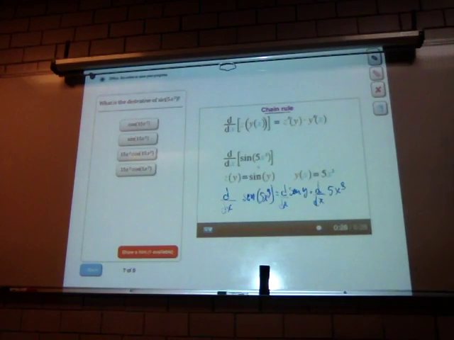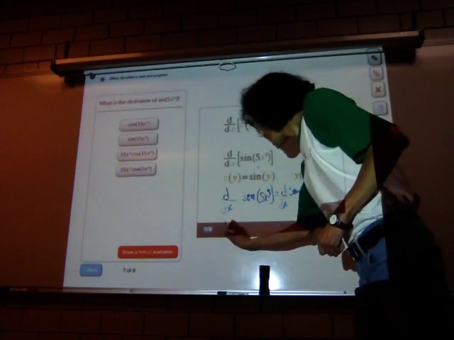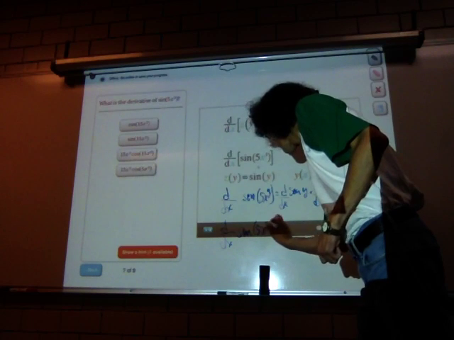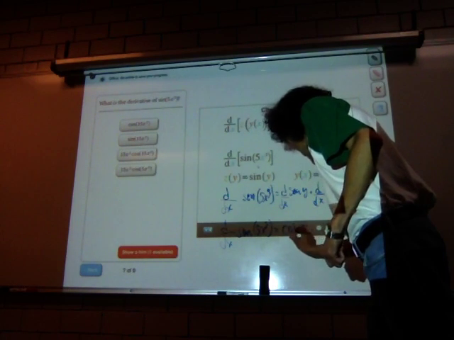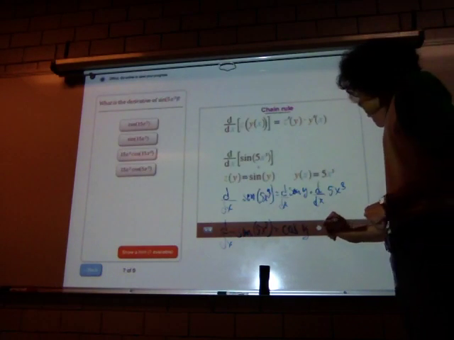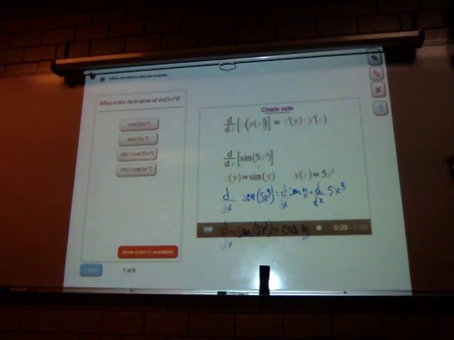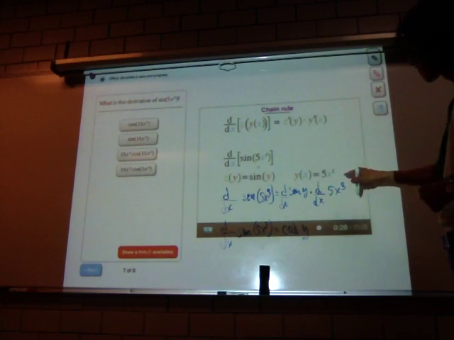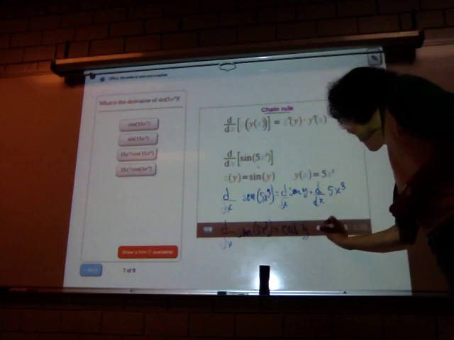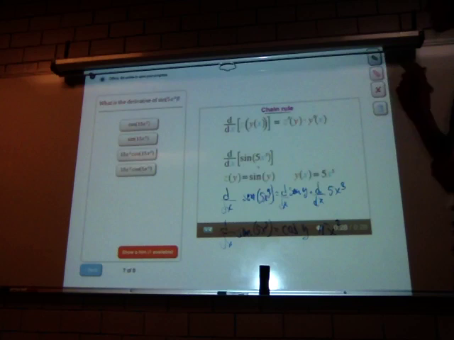La derivada del seno de y, no la derivada de y, es coseno de y. Entonces, la derivada en x del seno de 5x cúbica es igual al coseno de y por la derivada de 5x cúbica. ¿Cuánto es? Acuérdense de la regla de la derivada de una potencia. ¿15x al cuadrado?